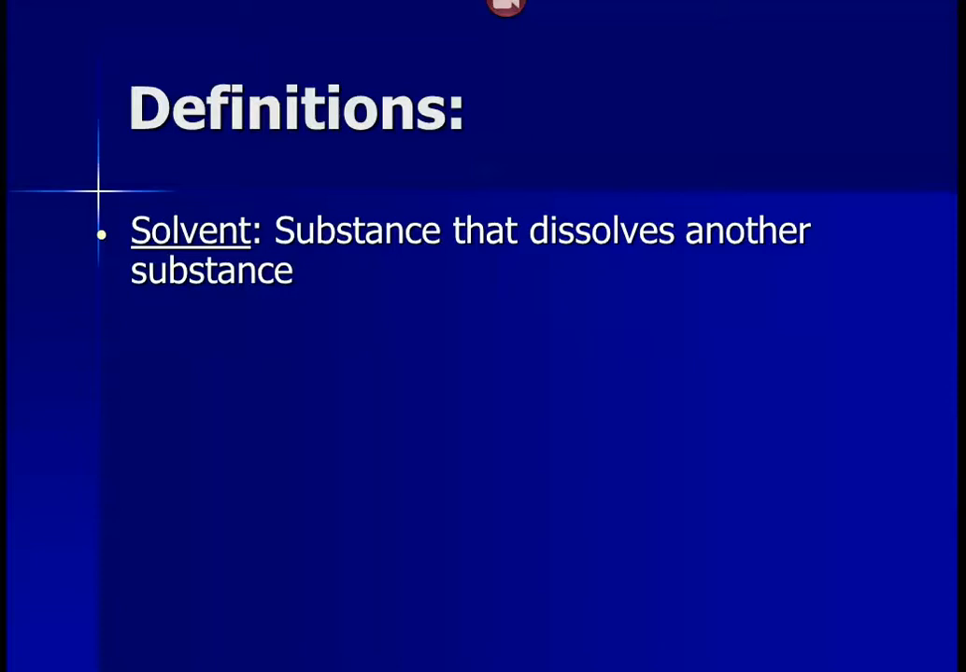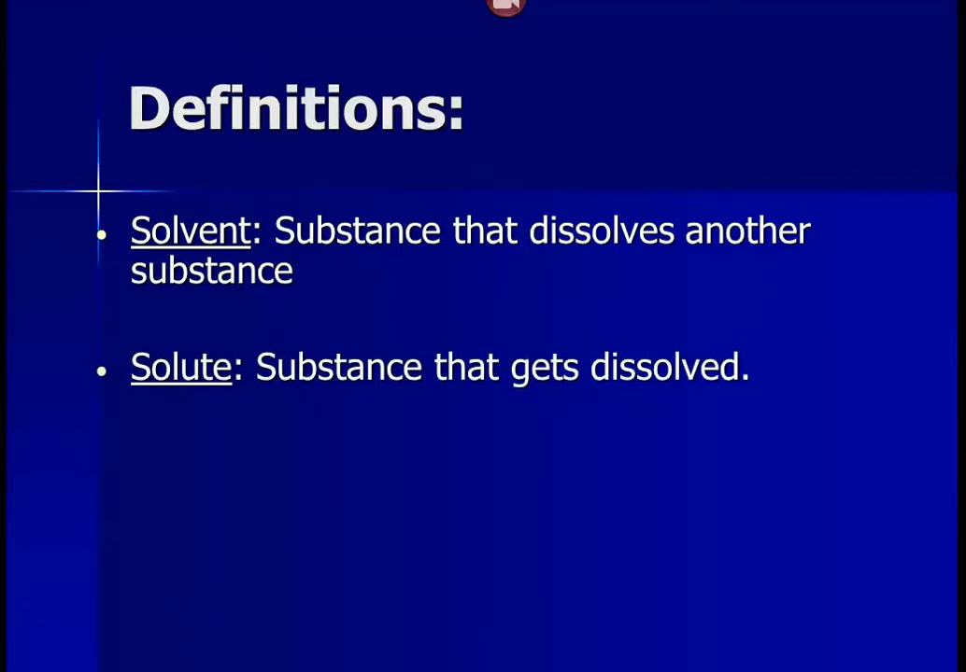Solvent. Solvent is a substance that dissolves another substance. So in the case of Kool-Aid, your main solvent is water, and very often water is a very common solvent. It's even called the universal solvent sometimes because there's a ton of things that it can dissolve. So water is the solvent that we use in many, many cases, although not all cases. So you got Kool-Aid, you got water as the solvent.